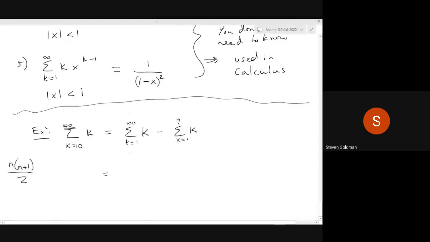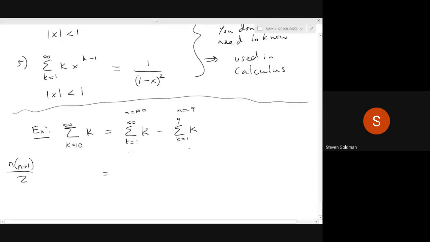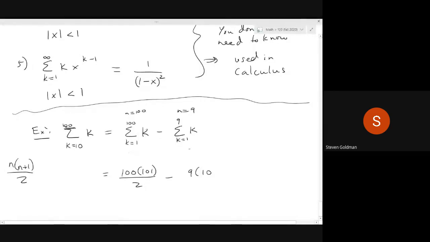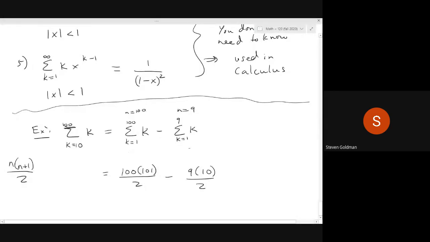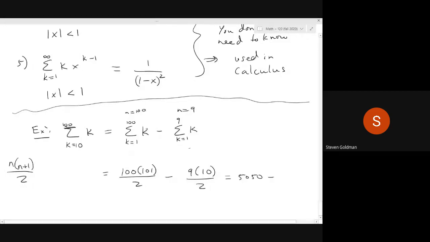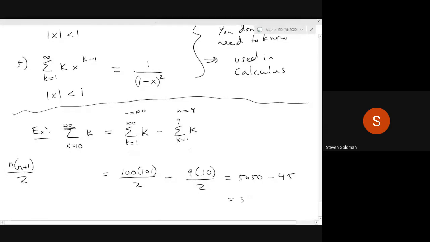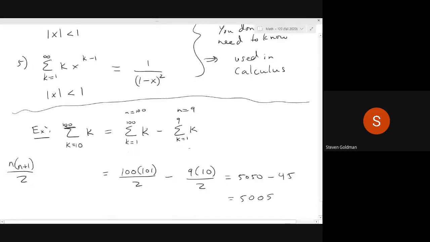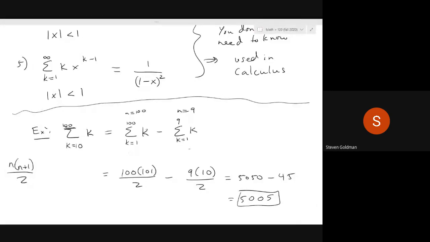So for this one, n is 100. For this one, n is 9. So this is going to be 100 times 101 over 2, like we had before, minus 9 times 10 over 2, right? 9 times 9 plus 1 over 2. Okay, so that's going to be 5,050 minus 10 over 2 is 5. 5 times 9 is 45. So that would be 5,005. So this is an example of where I'm using the first summation formula.